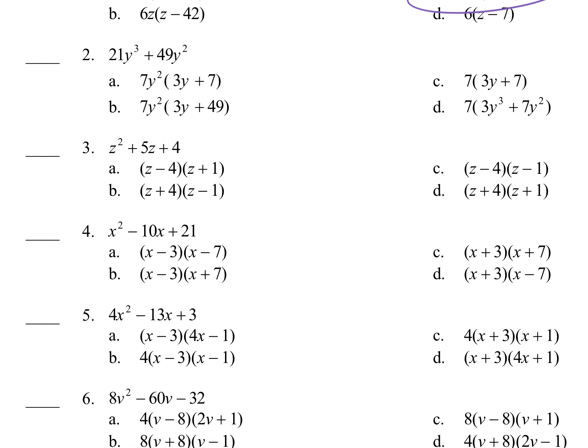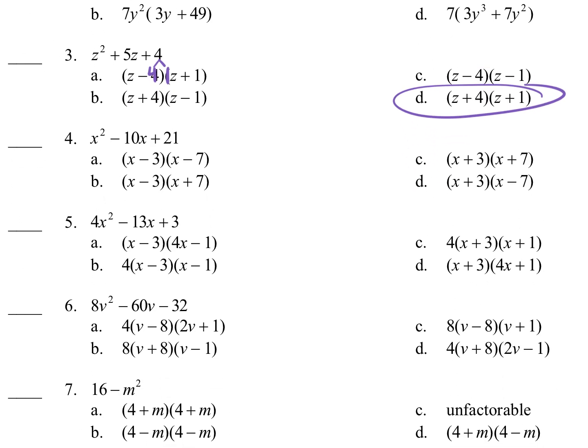Number 3, we don't have a GCF, so we just factor it normally. What are two factors of 4 that add to 5? 1 and 4. They're both positive, so that would be D. Again, look at your answer choices to help you. All of our answer choices have 4 and 1. It just depends on the signs. So we need 4 plus 1 to add up to 5.